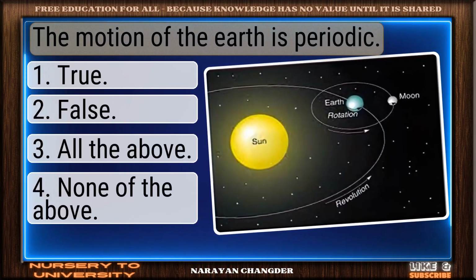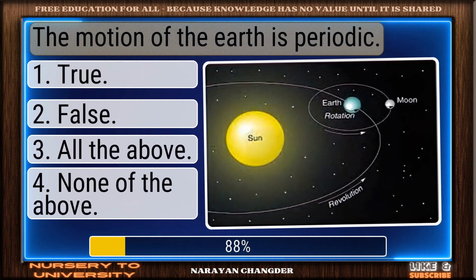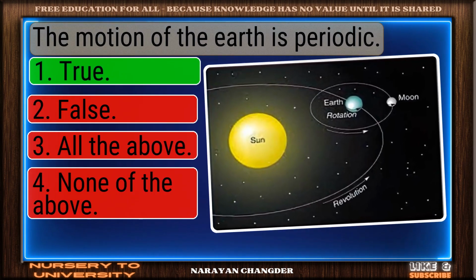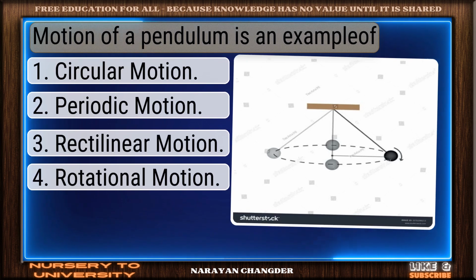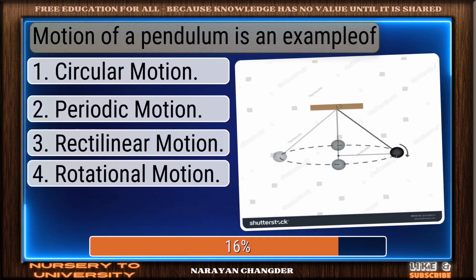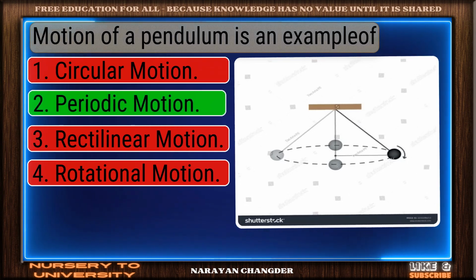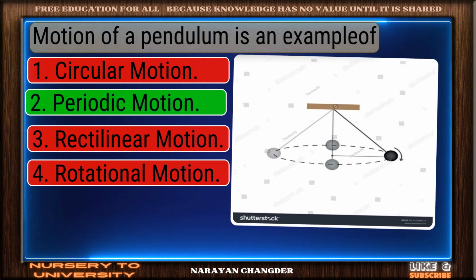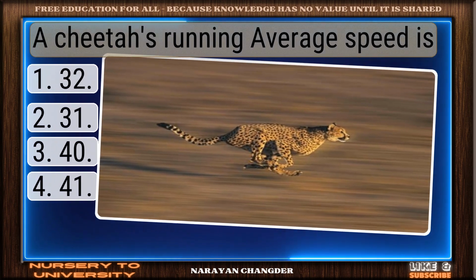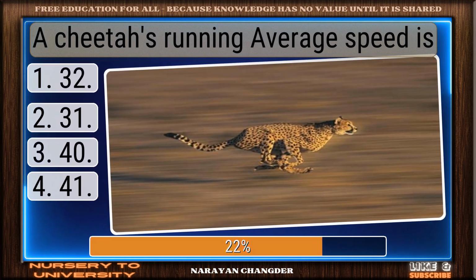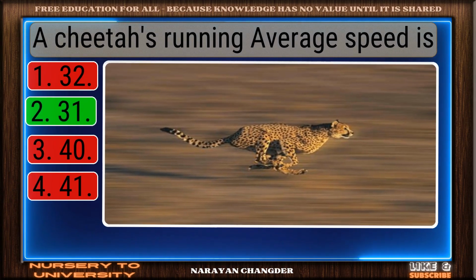Question number 137. The motion of the Earth is periodic. Excellent. True is a brilliant choice. Question number 138. Motion of a pendulum is an example of. Good thinking. Periodic motion is the right answer. Question number 139. A cheetah's running average speed is. Great. 100 km/h is the accurate answer.